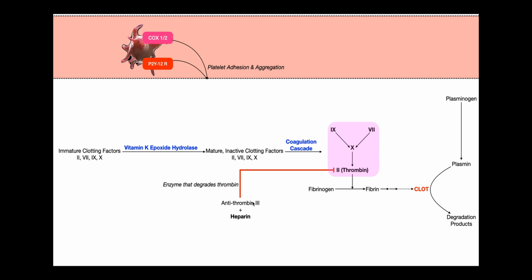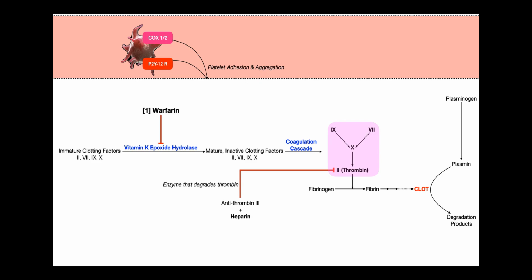There's also an enzyme right here called antithrombin 3, which in addition to degrading a number of clotting factors, it will mainly degrade thrombin, thus the name antithrombin. Antithrombin 3 normally will not function like this without heparin. So antithrombin 3 needs to be in conjunction with a molecule called heparin. Now that you understand this, let's get into talking about some of these medications.